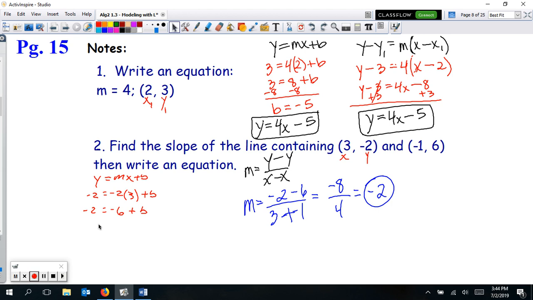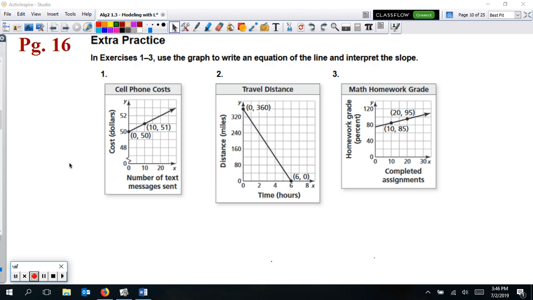And then we're going to have to add 6 to both sides to solve for b. And so we add 6, we're going to get 4 on the other side, so b is equal to 4. And now, since we know the slope is negative 2, the b is 4, we can write our equation of y equals negative 2x plus 4. So there it is. There's a slope of negative 2. Positive 4 is the b. That's the y-intercept number. Okay, so that was just a quick little review. We're going to use this same information to help us do some real-life ones now.